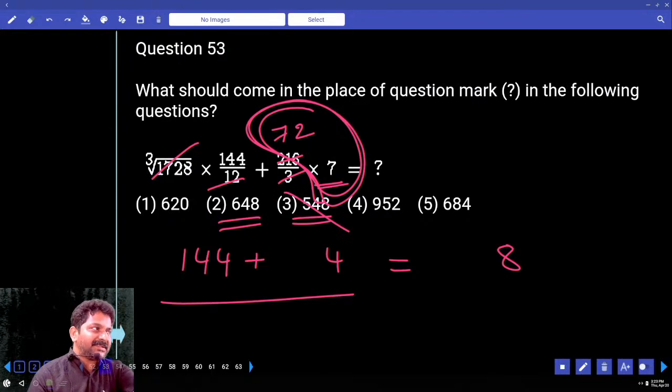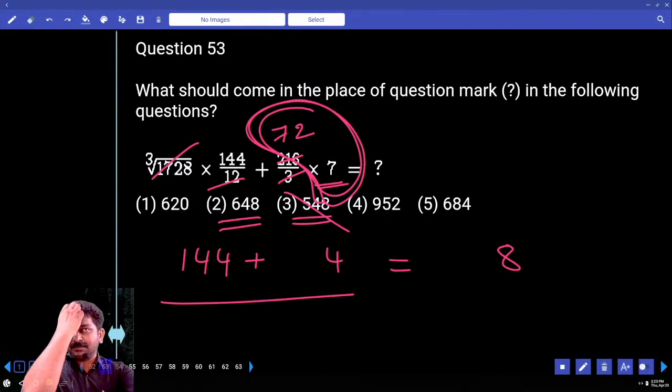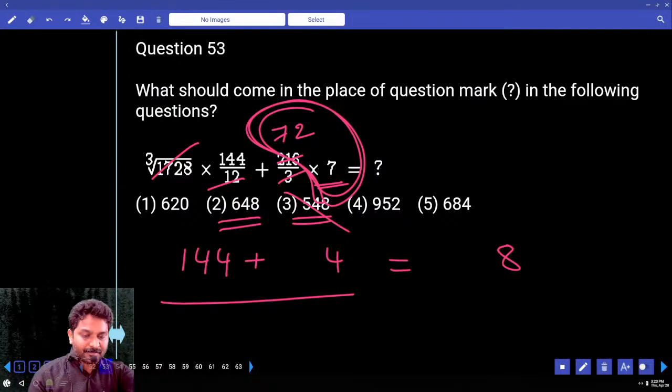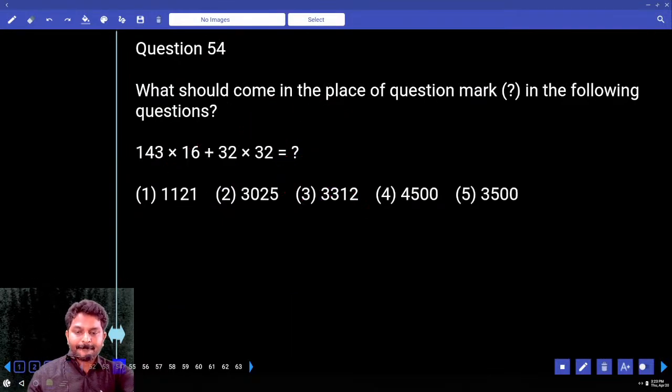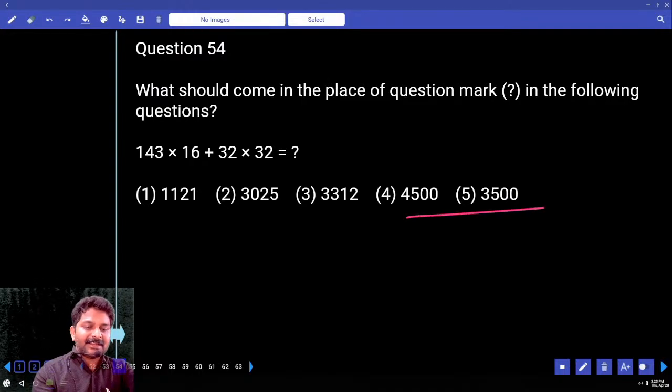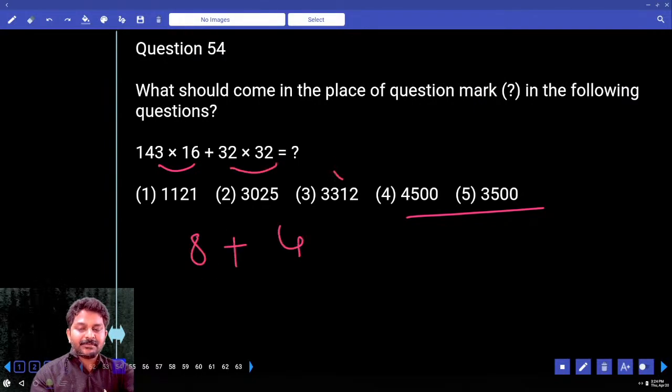I am not multiplying 72 and 7. Instead I am verifying the 9 multiple. Can we do the last digit verification? Let's see. 2 options are there which are ending with 2 zeros, but let's see our luck. 6 into 3 ends with, 2 into 2 ends with, sum ends with, third option. Got it?